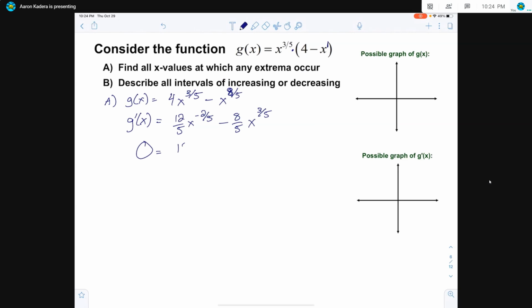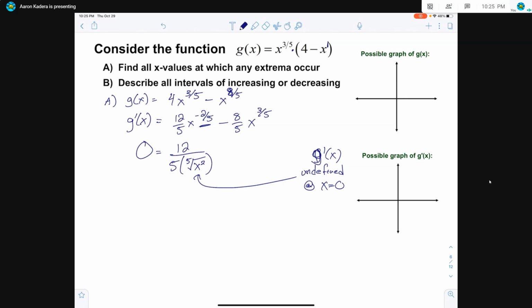So I got 12 over 5 times the 5th root of x squared, if I just convert that exponent. The reason I want to do that is now I see that this is undefined at x equals 0, so that's going to become one of my critical values. So g prime of x is undefined at x equals 0. This one, let's just rewrite it, 8/5. Again, not so nice, but it's going to work. x to the 3rd inside there.